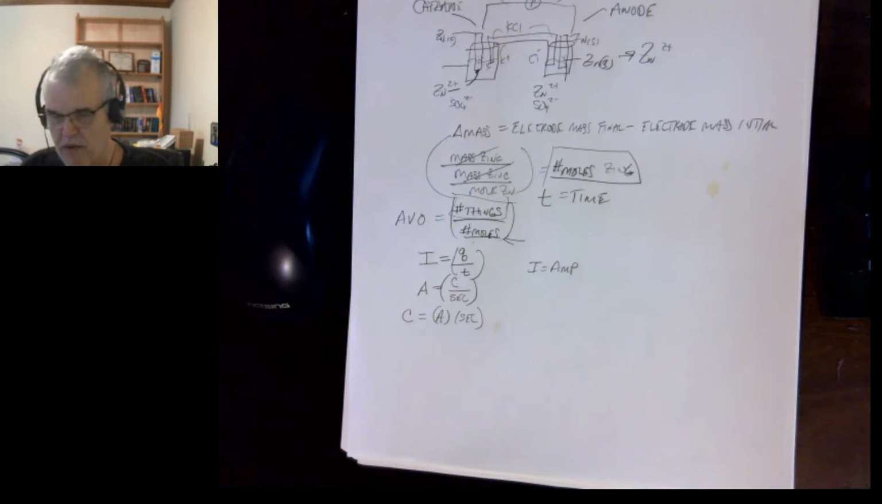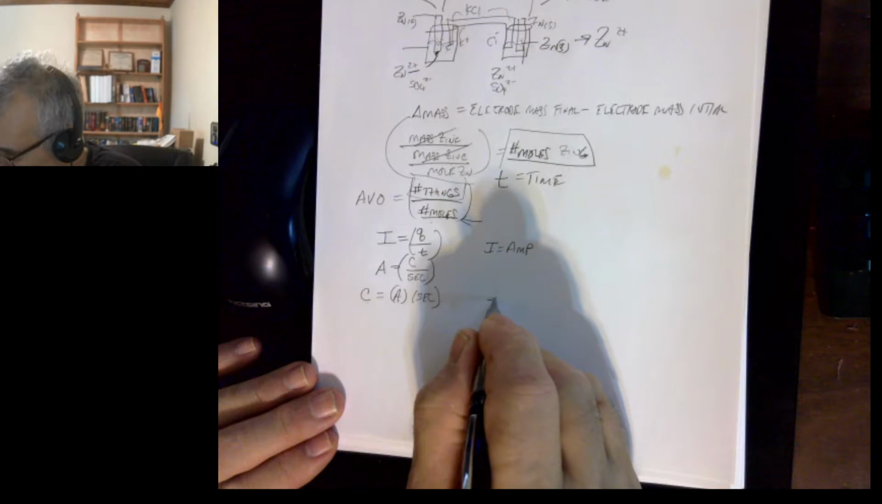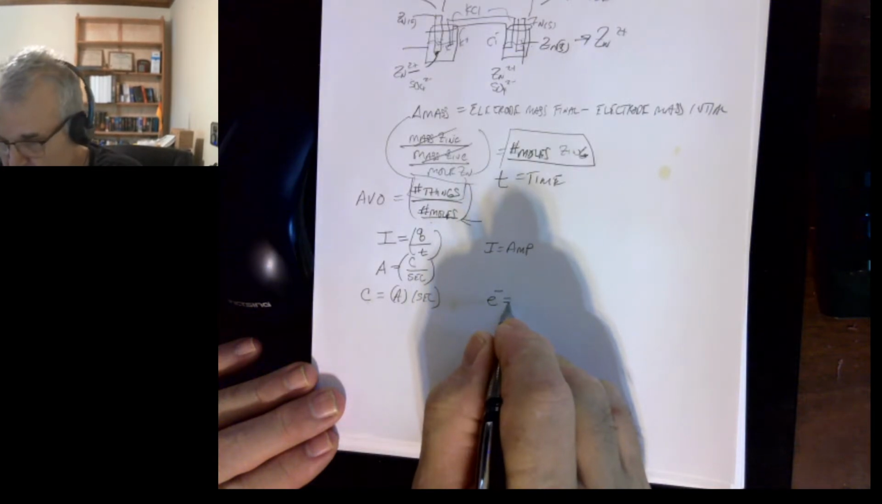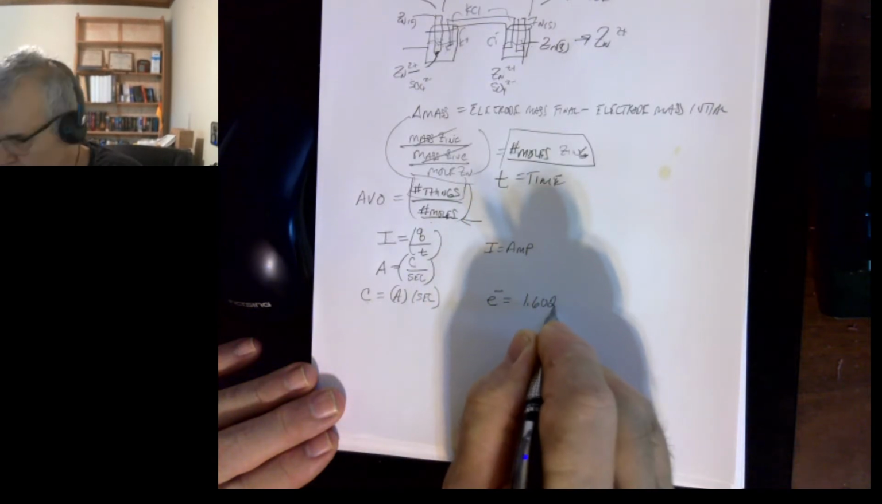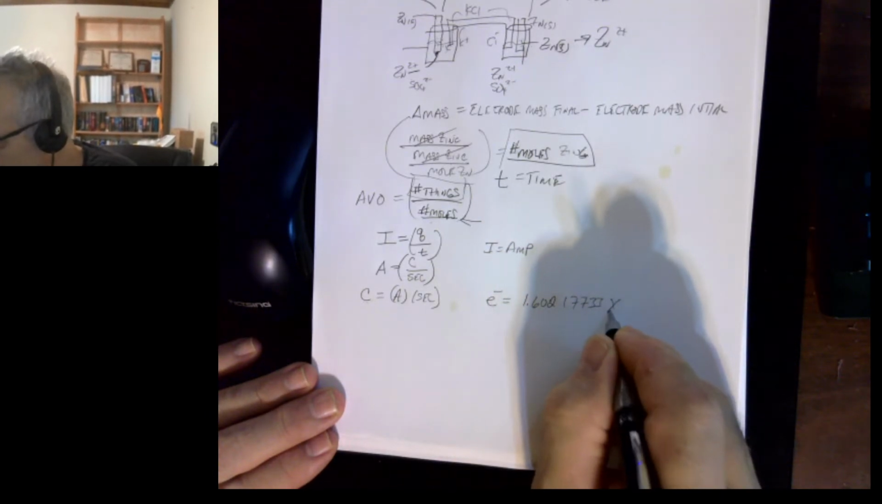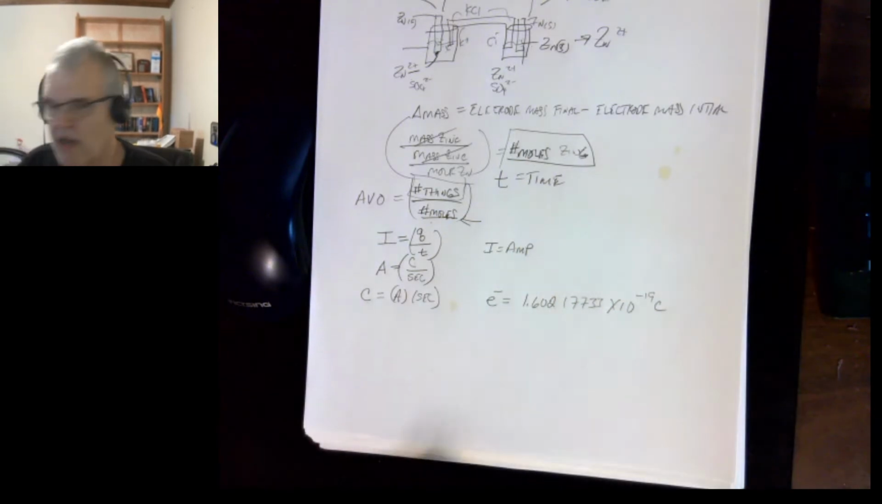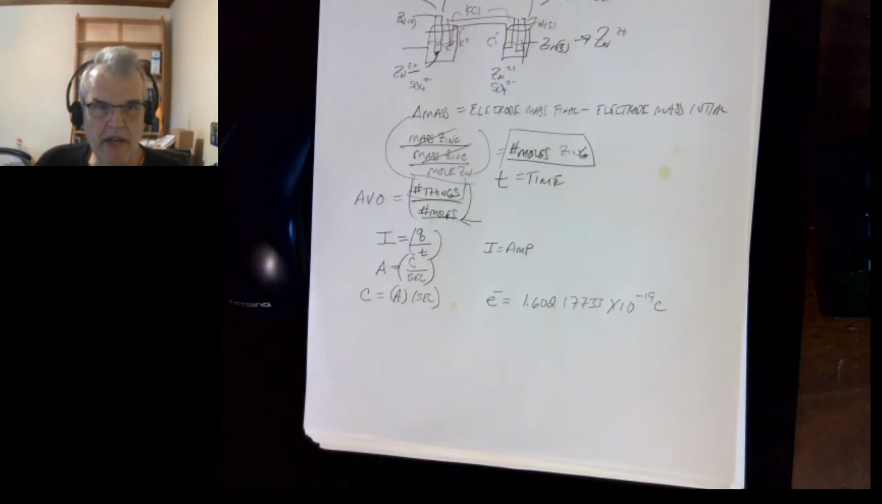So why is that important? Well, then we find out that an electron has a charge of 1.60217733 times 10 to the negative 19 coulombs. Would you be expected to know that number? No, I had to look it up when I was writing it down right now. I just don't use it that much.